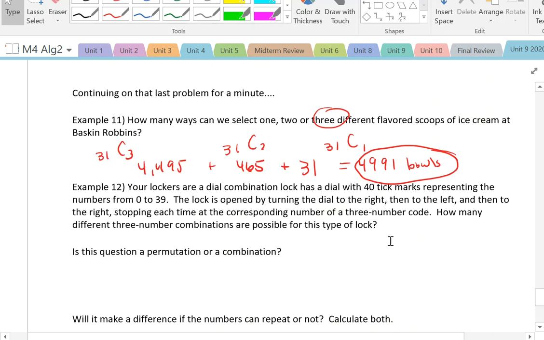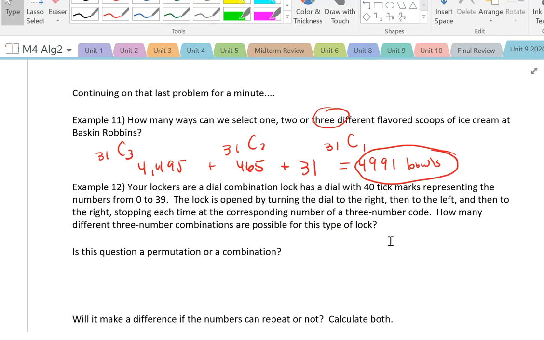All right, your lockers are a dial combination lock with a dial that has 40 tick marks representing the numbers 0 to 39. The lock is opened by turning the dial to the right, then to the left, and then to the right, stopping each time at the corresponding number of a 3-number code. How many different 3-number combinations are possible for this type of lock? I left this problem for the last.